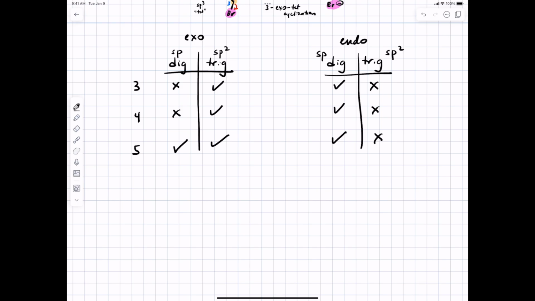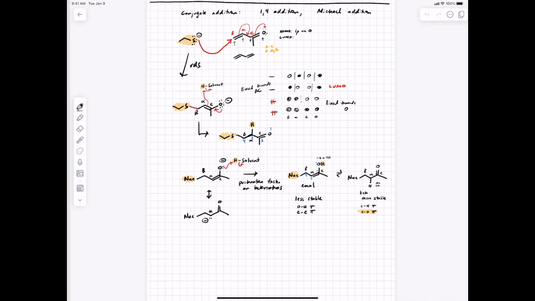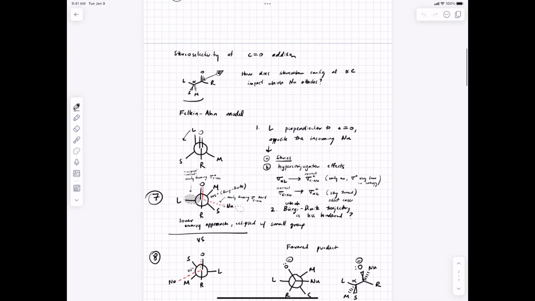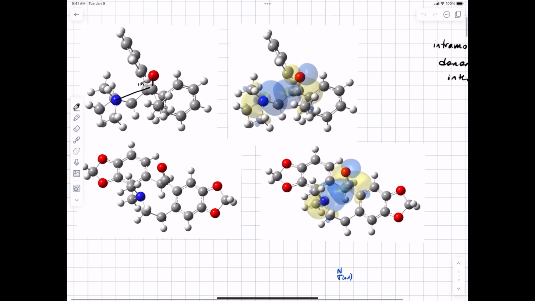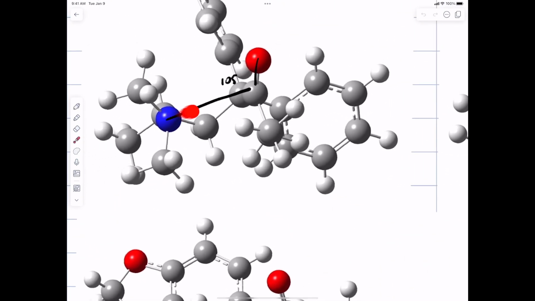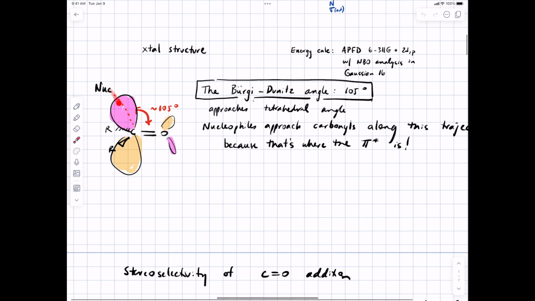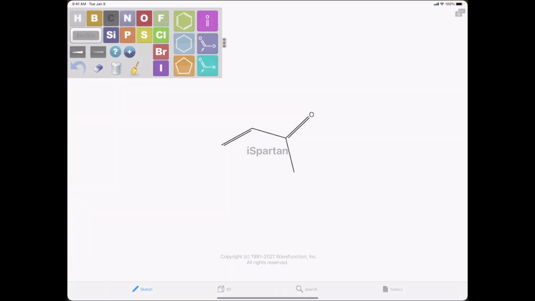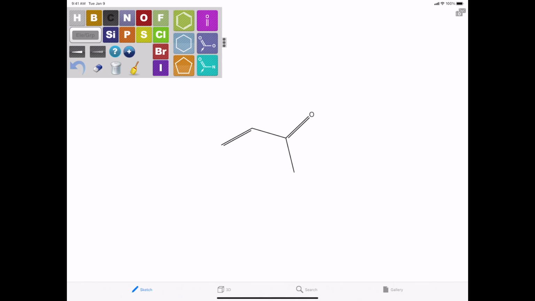Well, what do you remember from last time when we talked about the Bürgi-Dunitz angle? Nucleophiles have to approach carbonyls from a certain trajectory, right? It's 105 degrees if you're attacking the carbonyl carbon. There are similar issues associated with attacking alpha-beta unsaturated carbonyl systems. The original Bürgi-Dunitz work was related to a nucleophile in the presence of a carbonyl group, and that 105 angle is because that's where the pi star is, remember.